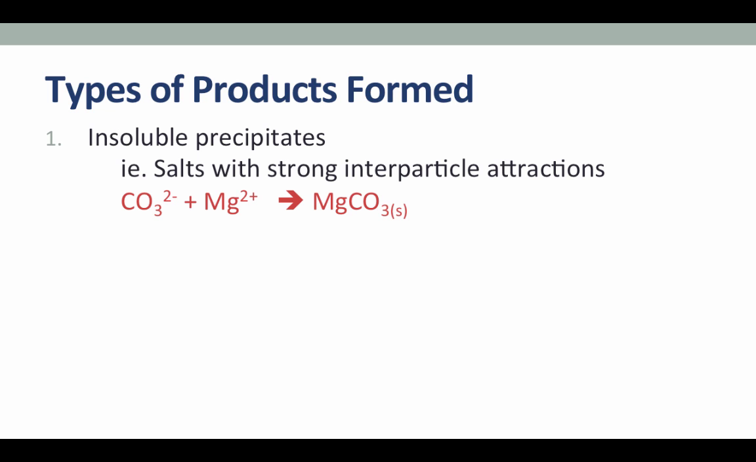With ionic reactions, there are 3 different types of products that can be formed. The first, like our examples, are insoluble precipitates. These are going to be ionic salts that have strong interparticle attractions. So the attraction between the ions is stronger than the attraction of the ions to water. And so instead of interacting with water, they interact with their ion partners and form a solid, just like in our example with magnesium carbonate.